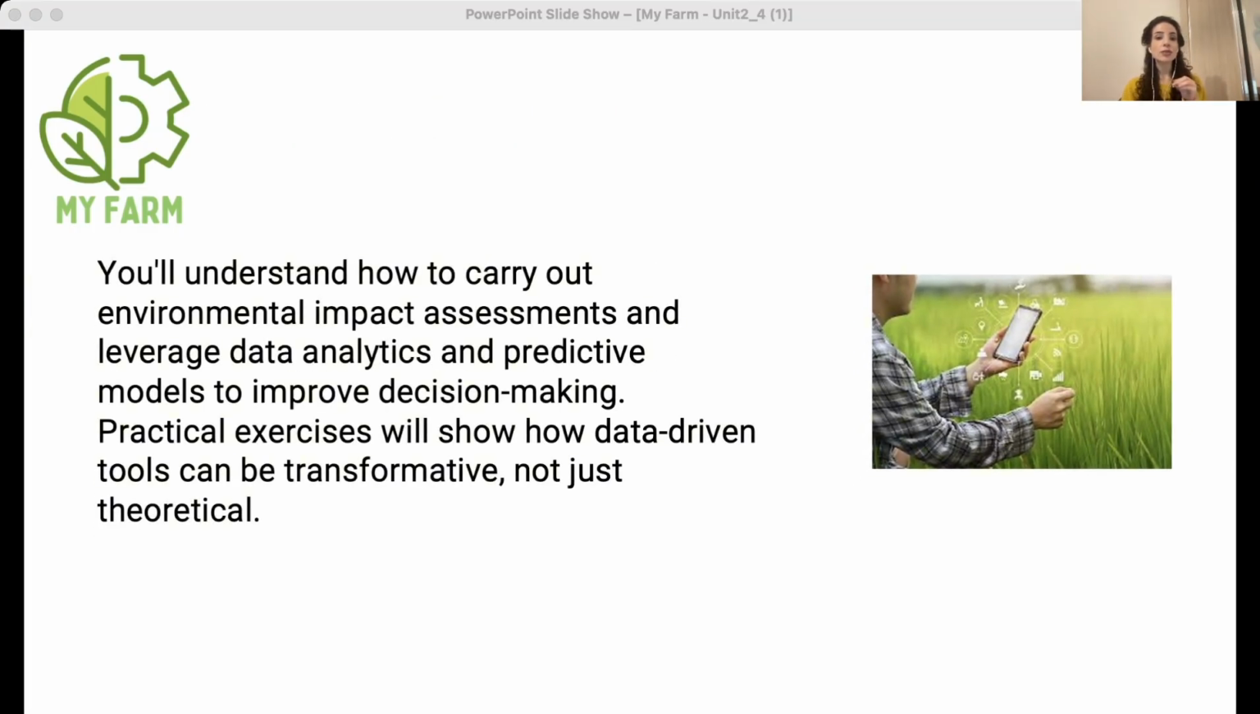You will learn how to assess the environmental impact of agricultural activities and use data analytics and predictive models to support better decisions. Through practical exercises, these tools are shown not as abstract concepts, but as approaches that can transform how agricultural decisions are made in real-world settings. In modern agriculture, sustainability is not just an ethical goal, instead it's a strategic necessity.